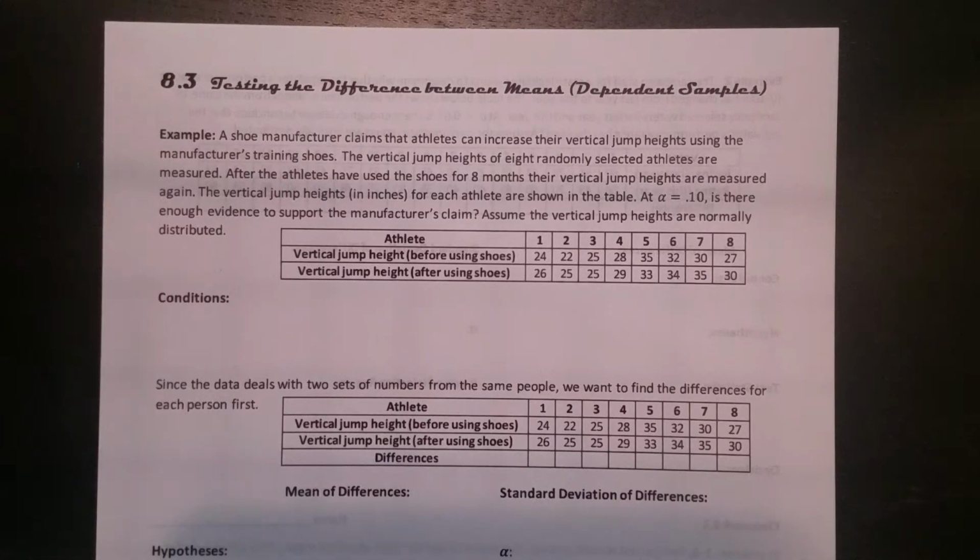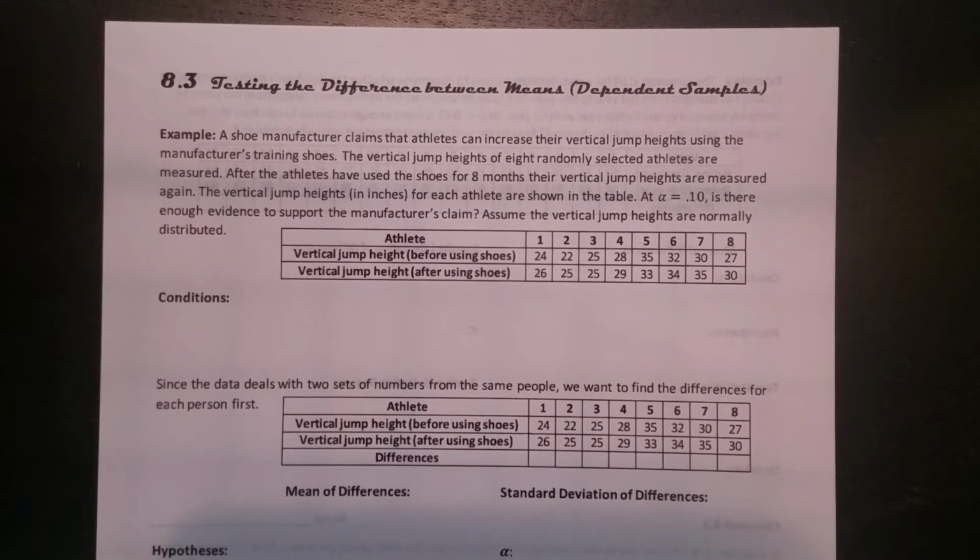So for our first example, we have a shoe manufacturer that claims that athletes can increase their vertical jump heights using the manufacturer's training shoes. So the vertical jump heights of 8 randomly selected athletes are measured, and then after they use their shoes, they measure their vertical jump height again. So we're hoping that the vertical jump height should be higher the second time because these shoes are supposed to be good for them.